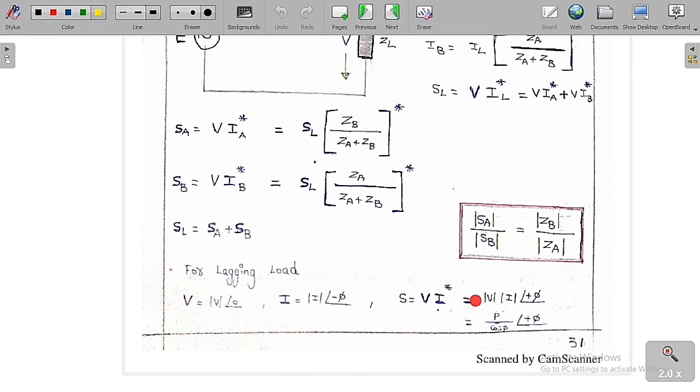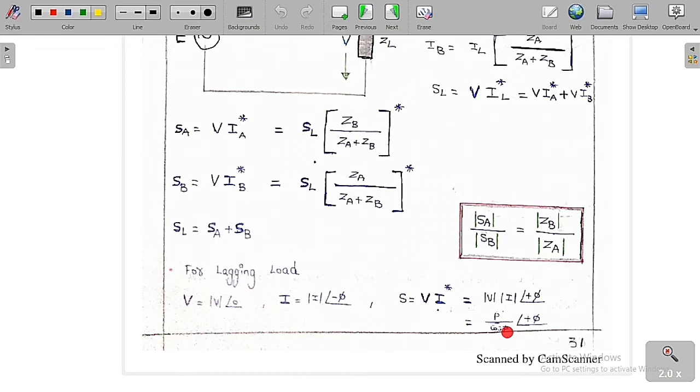So V into I conjugate is nothing but, if you do this, we are going to get mod V into mod I at an angle of plus phi. Then what is mod V into mod I? This is called the complex power. So complex power is the ratio of the active power P by cos phi.